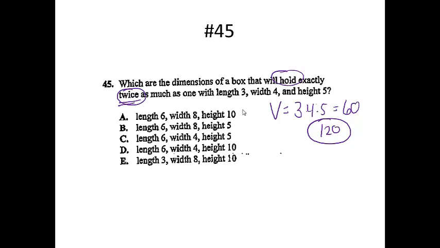So I'm just going to multiply length times width times height until I get an answer of 120. Well, 6 times 8 times 10 is 480. 6 times 8 times 5 is 240. 6 times 4 times 5 is 120. We found it. It's choice C.